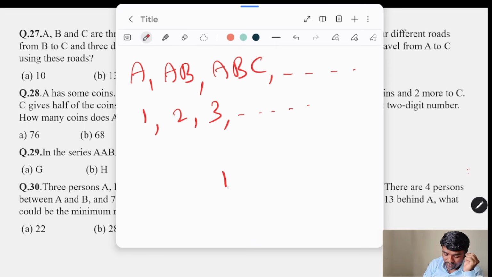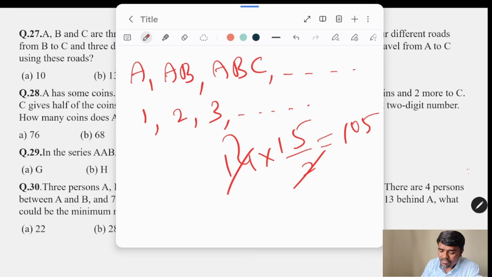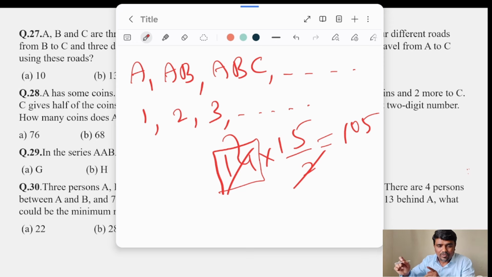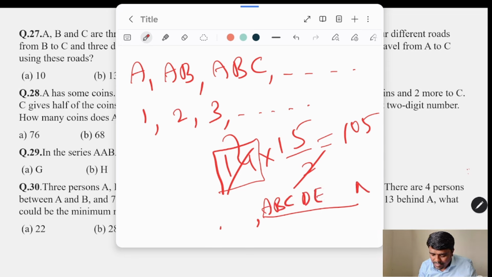Let me do with 12. 12 into 13 by 2. Okay, small. So I guess it is 14. 14 into 15 by 2. Yes, 105. Close to 100. It need not be an exact number. That means 14 in this series A, AB, ABC, ABCD, 14 means N. That means the last set is A, B, C, D, E, F, G up to N. This N is the 105th letter. So before it, I, J, K, L, M, N. It is 105th, 104, 103, 102, 101, 100. The 100th letter is I. That is the answer.